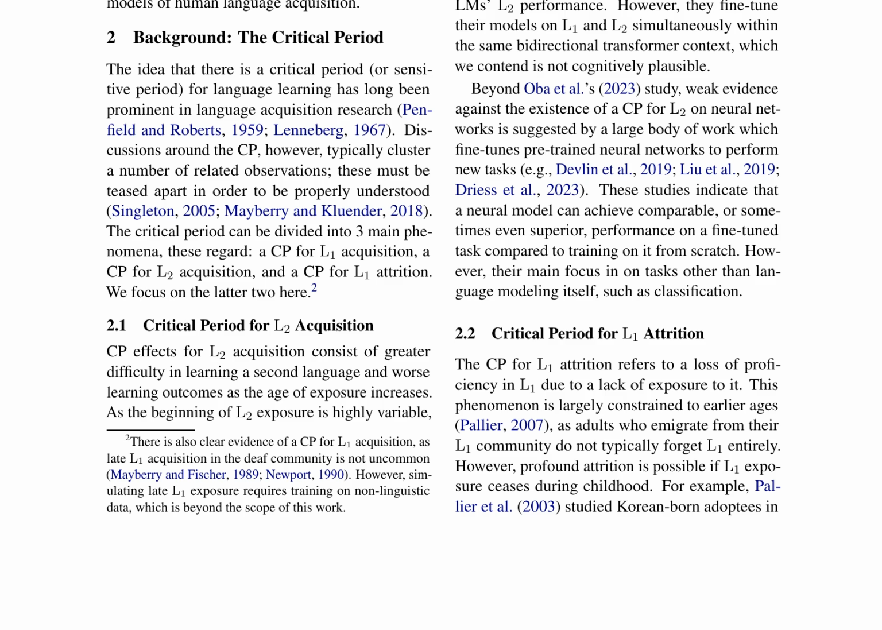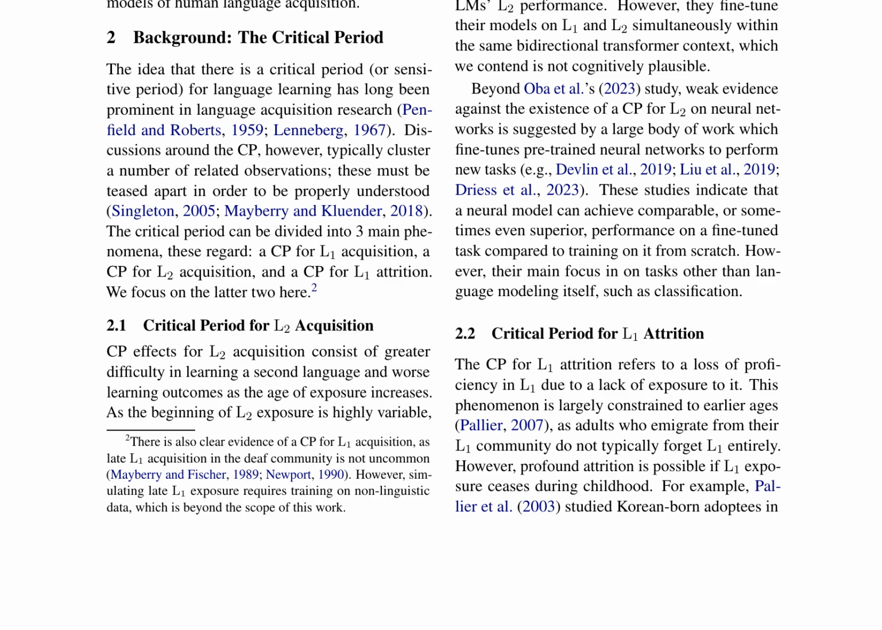The authors criticize Oba et al.'s 2023 study, which fine-tuned language models on L1 and L2 simultaneously, as not being cognitively plausible. Instead, they suggest that their approach, using EWC to control plasticity, provides a more developmentally plausible model of human language acquisition. The study highlights the utility of LMs as tools for theories about human language acquisition and suggests a path forward to making LMs more developmentally plausible models.